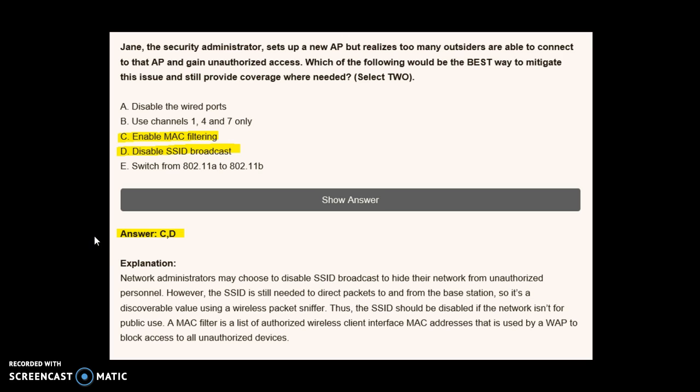Enable MAC filtering and disable SSID broadcasting. So we're going to disable the broadcast, so people can't just openly see it, as well as we're going to enable MAC filtering, so anyone with a MAC address that's not supposed to be on the network will get filtered out.